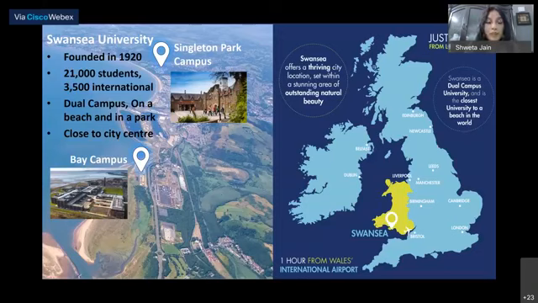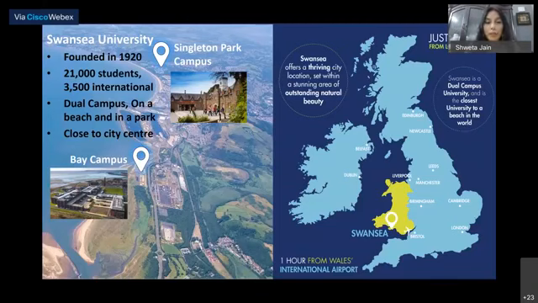You can see in the inset the pictures of our 2 campuses: Singleton Park campus, which is located inside a park, and Bay campus, which is located on a beach, where our College of Engineering is located. In terms of where we are in the UK, on the map that you can see on the screen, the green bit is Wales, and we are located on the south coast. So we are a coastal city, lined by the beach throughout. It's a beautiful location, with beaches and mountains, and you get a really nice, very friendly vibe from the city when you come here.